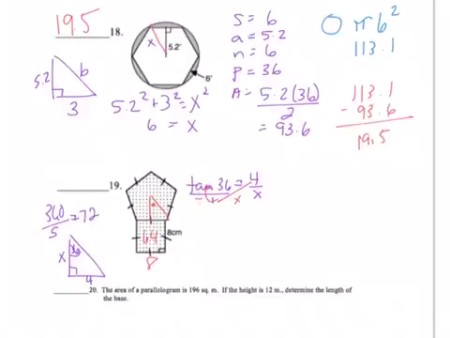So I have 4 divided by the tangent of 36. And when I do that, I get 5 and 51/100. So I'm going to put that right here. Now I'm going to set up my SANPA.